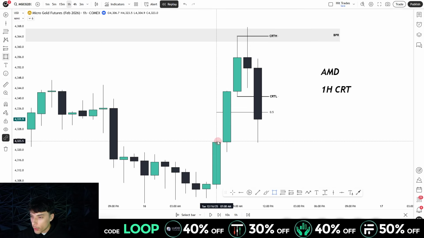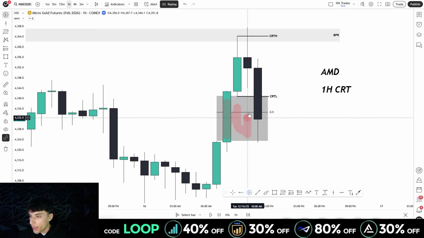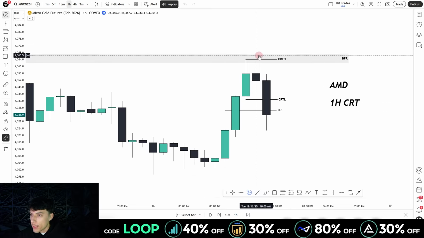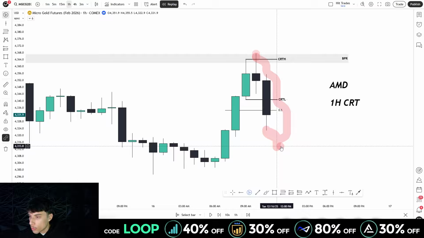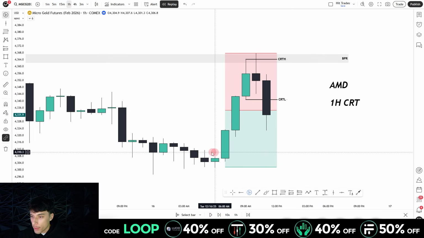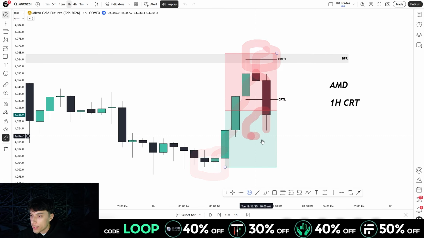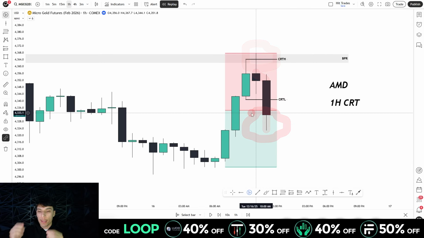And then we take a look, what else did price do? We can see that gold traded down. We rebalanced the hourly imbalance. This is unfilled. What do we do? We filled it in. And we can see that we traded from a premium to a discount. We traded into 50% of this range. Across every single time frame, we'll see price trade from a discount to a premium, from a premium into a discount. It's happening on every single time frame.